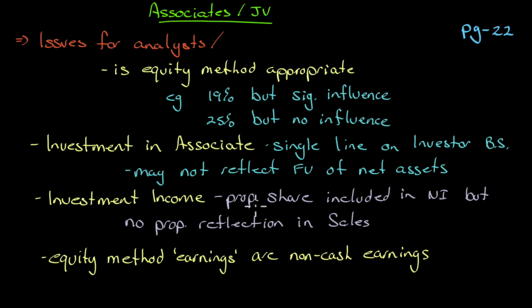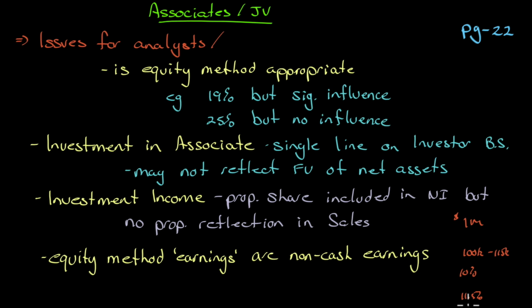Investment income. The proportionate share is included in net income, but no proportionate reflection in sales. So let's say that I have net income of $100,000. I'll give you a little scenario here. Let's say I had sales of $1 million and net income of $100,000. That gives me a 10% net margin. But let's say that I have my share, my proportionate share from associates was $15,000. So I had 15. I now have 115,000 here. I now have 11.5% because the proportionate share is not showing up in my sales.